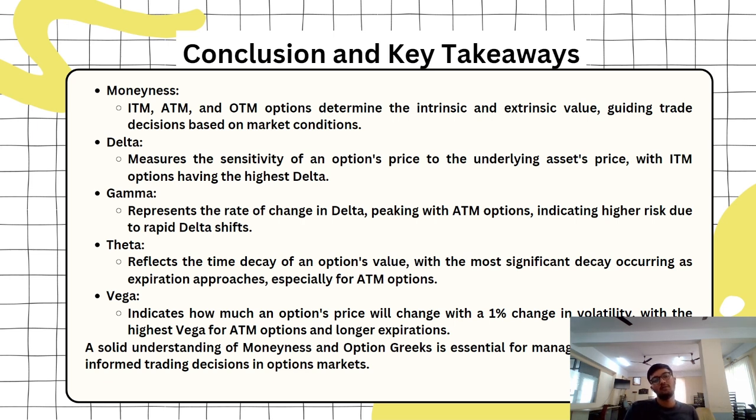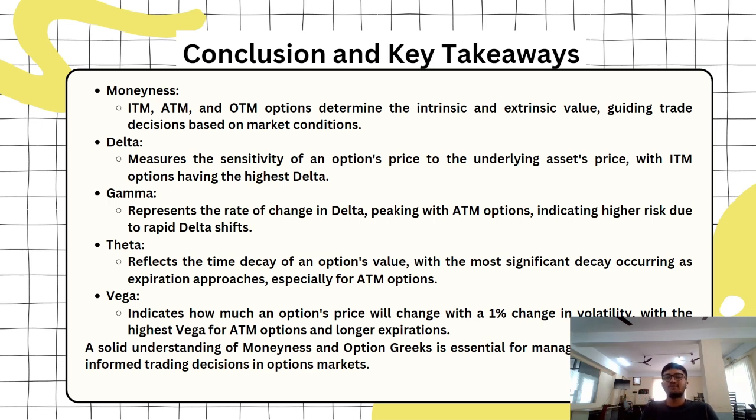Vega indicates how much an option price will change with a 1% change in volatility. So it's totally specific to volatility. Theta is specific to time. Gamma is specific to the rate of change in delta. Delta is specific to the in the money, at the money, out of the money things when we are selecting strike prices. Vega is highest for ATM options, so the volatility effect is much higher when you're choosing at the money options.